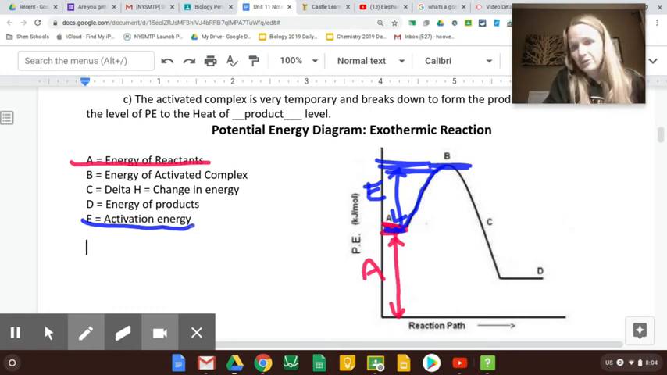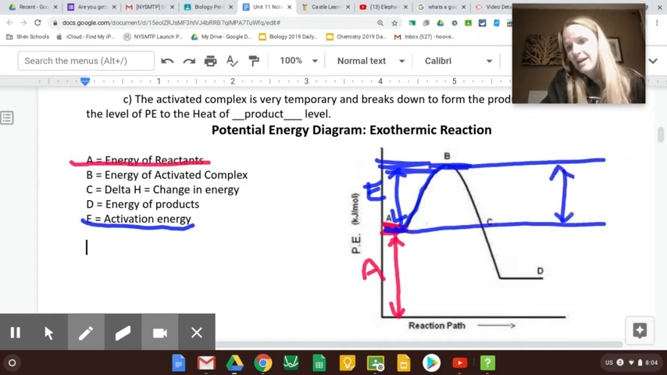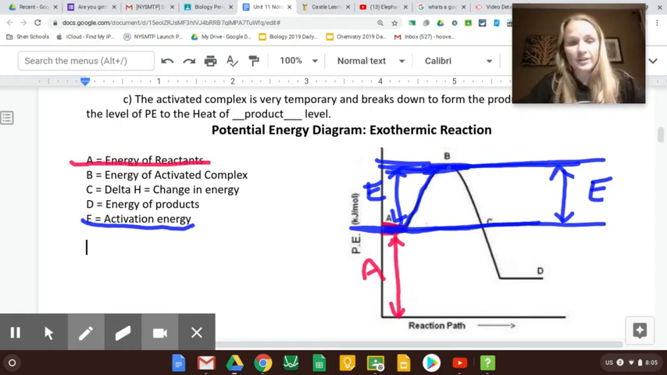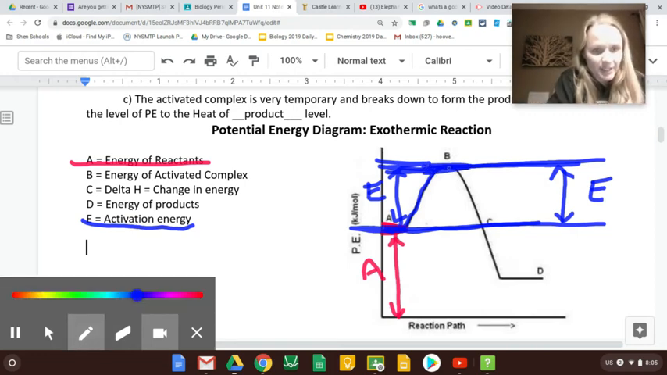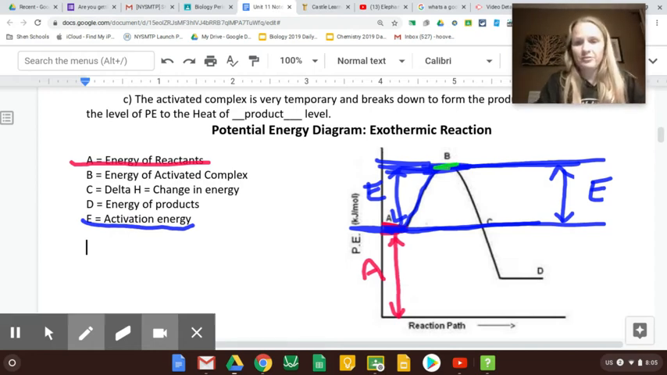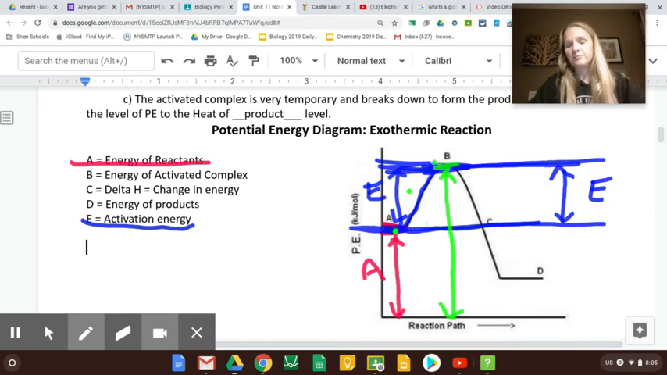Sometimes, since it's so crowded over here, they'll bring it over here and say this is E. That confuses people because they wonder what this thing over here is. Well, if you just follow it over, that's still the distance between where you started and where you had to get started. Next, let's go to this max. If we draw it all the way to the max, sometimes people think this is the activation energy. Nope, the activation energy was back over here, from where you started to where you had to be to get going.